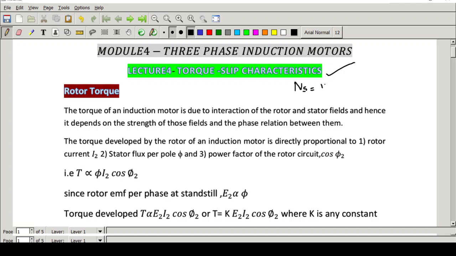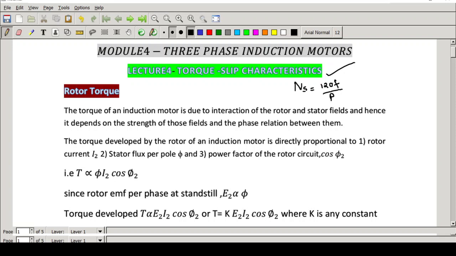Now, in this rotating magnetic field, the rotor conductors are placed. So, as per Faraday's laws of electromagnetic induction, what will happen? There is a change in the flux. So, an EMF will be induced in the rotor conductors. Now, this rotor circuit is closed, so when an EMF is induced, a current will flow through the rotor conductors. So, there is an interaction between the current-carrying rotor conductors and the rotating magnetic field, which will develop a torque. So, this is the basic working principle of a three-phase induction motor.